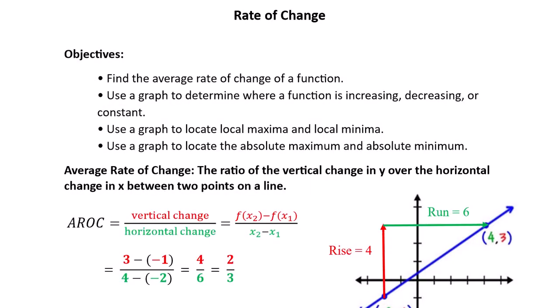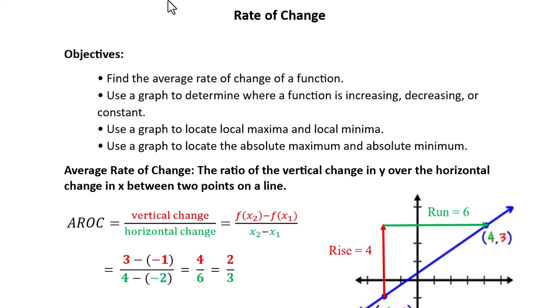Rate of change. Our objectives in this lesson are to find the average rate of change of a function, use a graph to determine where a function is increasing, decreasing, or constant, use a graph to locate maxima and local minima, and use a graph to locate the absolute maximum and absolute minimum.